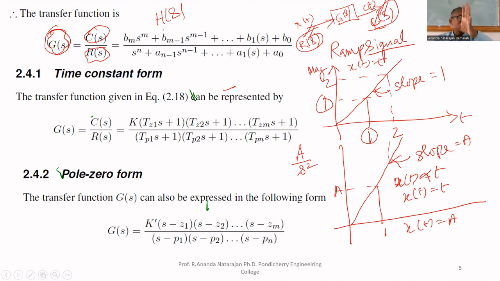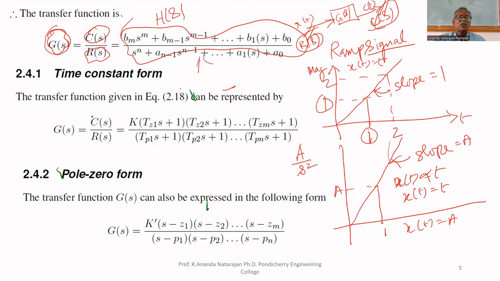For that, we have seen 2 types of simplification to convert into one transfer function, G of S. I want to combine all G1, G2, G3, G4, G5 into a single transfer function, G of S. There are 2 methods. One is block diagram reduction. Another one is signal flow graph representation. Once and for all, it is converted. Finally, you will get a transfer function like this.